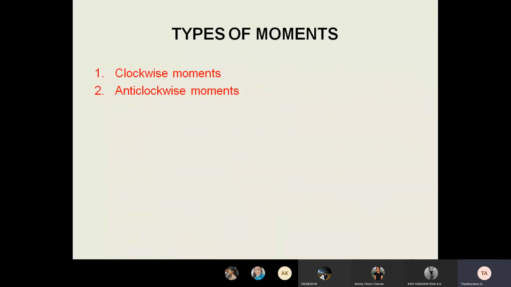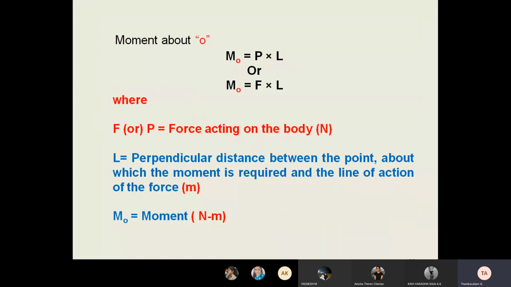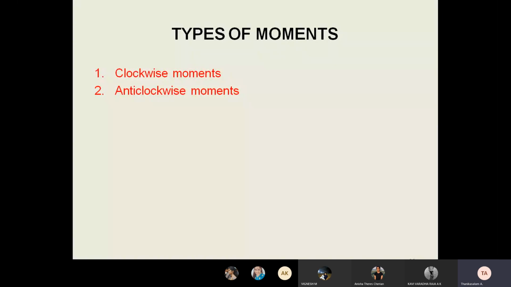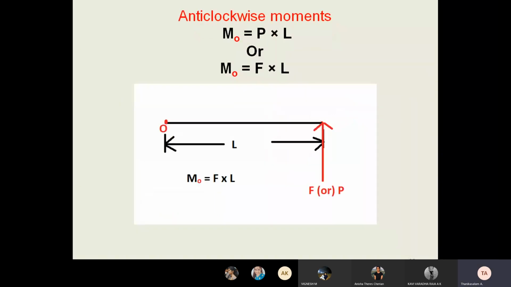There are two types of moments: clockwise moment and anti-clockwise moment. Students, understand? Moment means a turning effect produced by the force on the body on which it acts. See here, like in our watch, clockwise. Here the force is going downward, so it is clockwise, F into L, clockwise. Here it is anti-clockwise. See here, the F is upward. So with respect to O, what is the moment? Force into distance, and this is anti-clockwise.